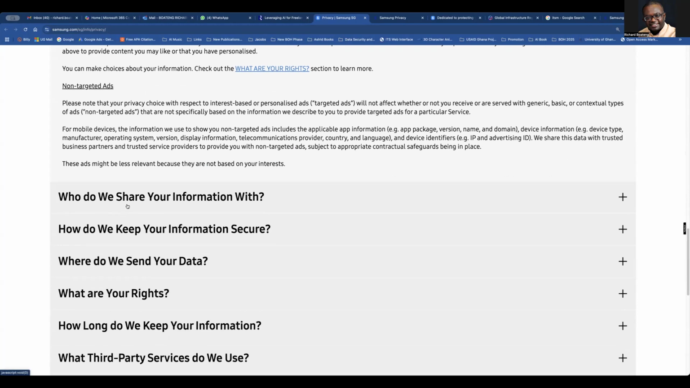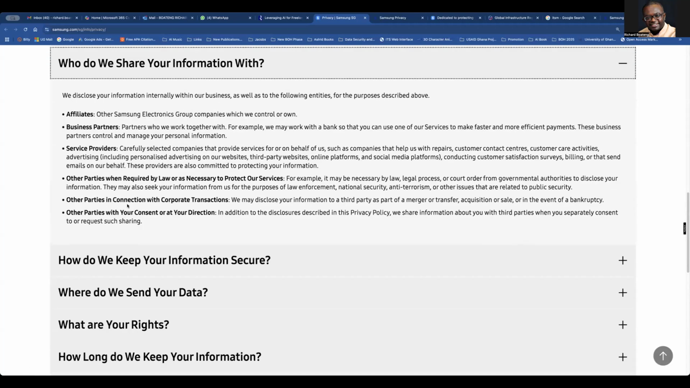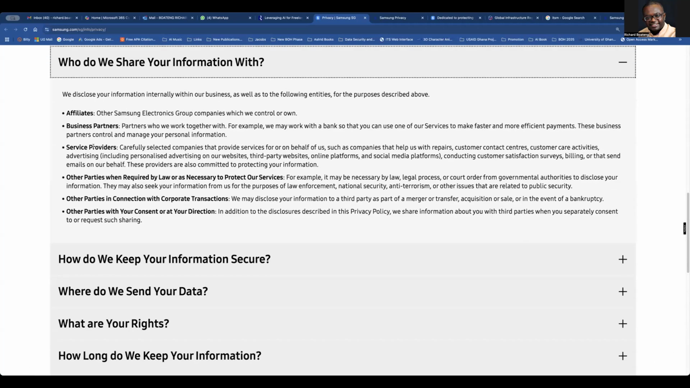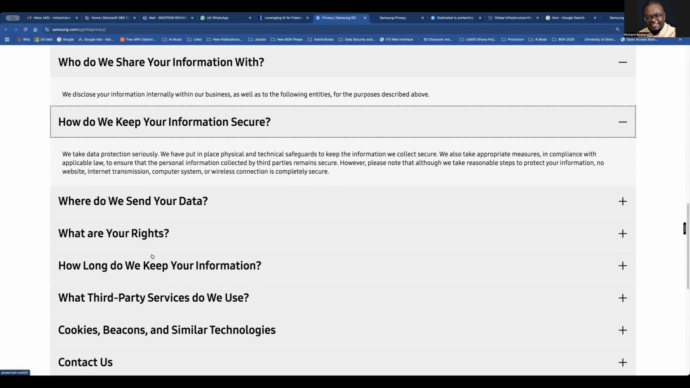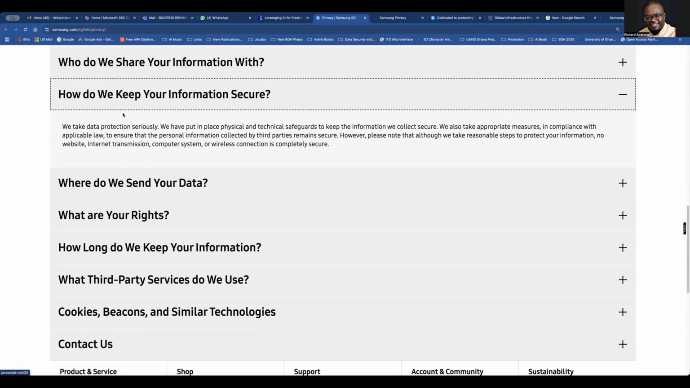Who do we share the information with? The independent affiliates, business partners, service providers, those which are required by law, those in connection with corporate transactions, and those which are at your consent. How do we keep your information secure? We take data protection seriously. We have put in place physical and technical safeguards to keep the information we collect secure.